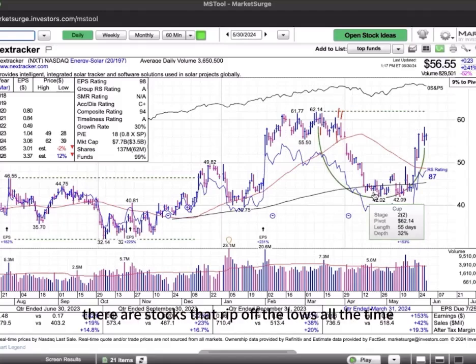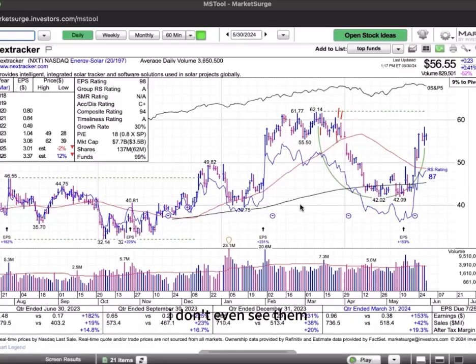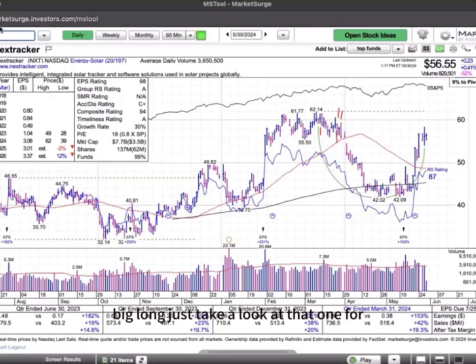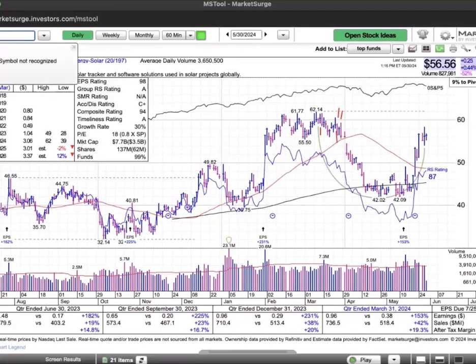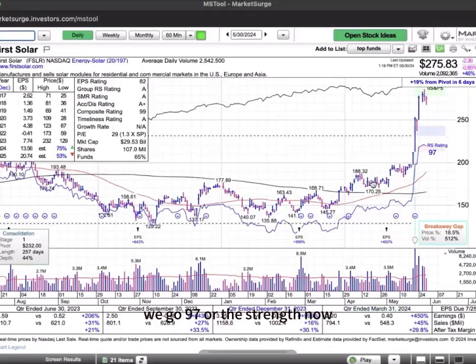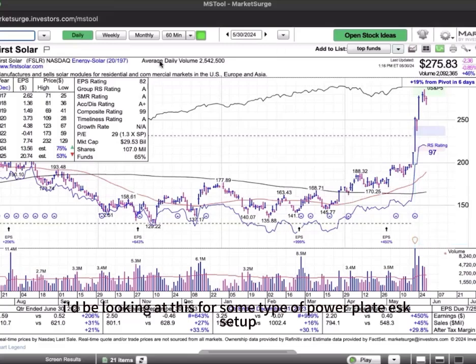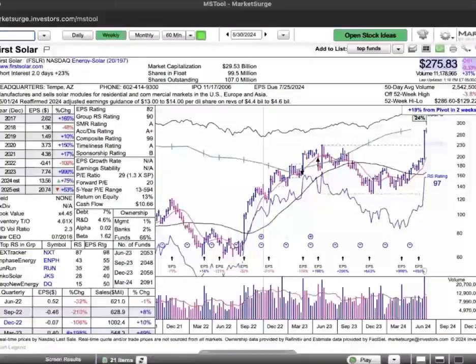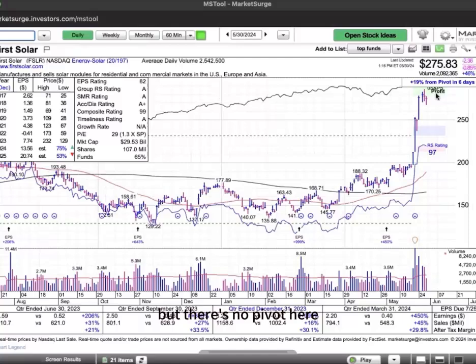Look, there's stocks that rip off the lows all the time. Half the time, I don't even see them. A lot of these solar names are that, like First Solar. I haven't seen those names on my radar in a long time because my guess is the RSs were low and they're coming out of these big, long bases. I'll just take a look at that one for the symbol. Yeah, you're right. So here we go, 97 relative strength. Now I'd be looking at this for some type of power play-esque setup. You had a big breakout here. It'll start showing up on our radar, but there's no pivot here.